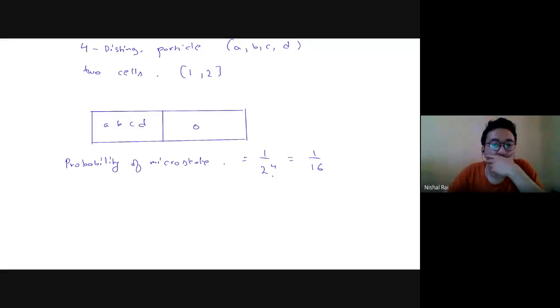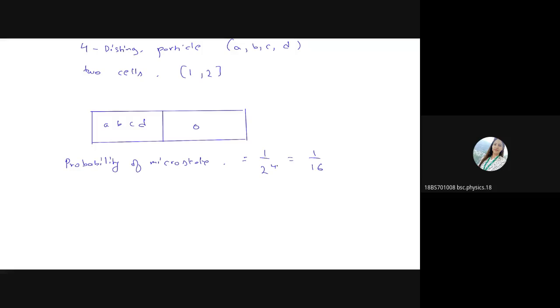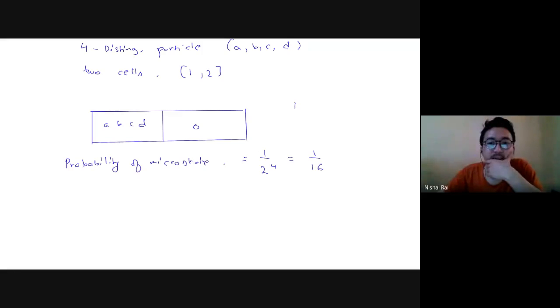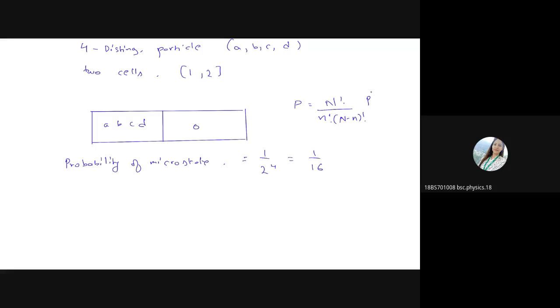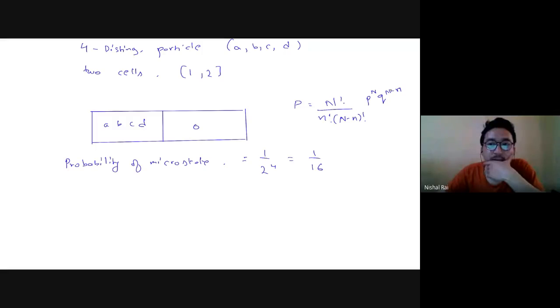Do you remember the total number of microstates was given by something like this? Yes, sir. So from this also you can get the probability: n factorial divided by n minus r factorial times p to the power n, q to the power n minus r. This should be small n.